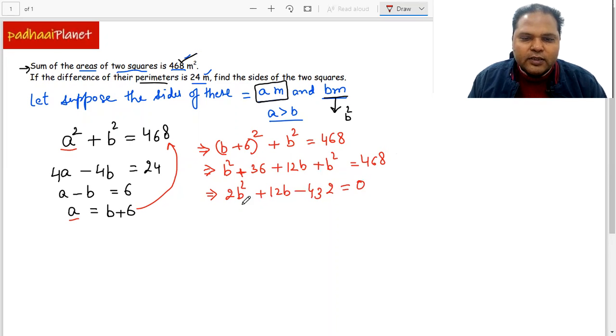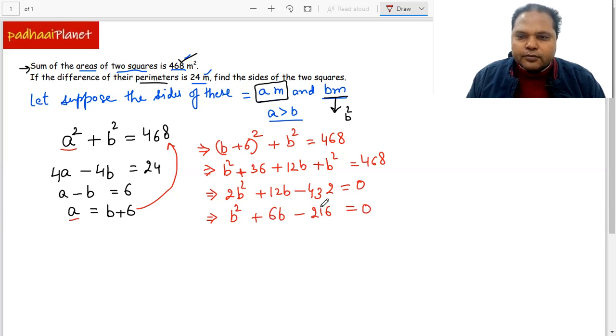Now what we can see is that 2 is common across all these three terms. So let's divide the whole equation by 2. What we get is b square plus 6b minus 216 equal to 0. Now we need to factorize negative 216 such that the sum of those factors would be 6, right?